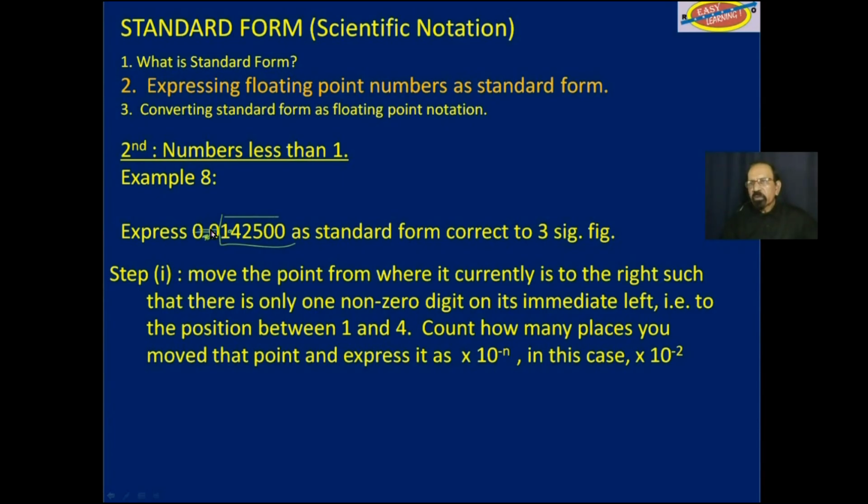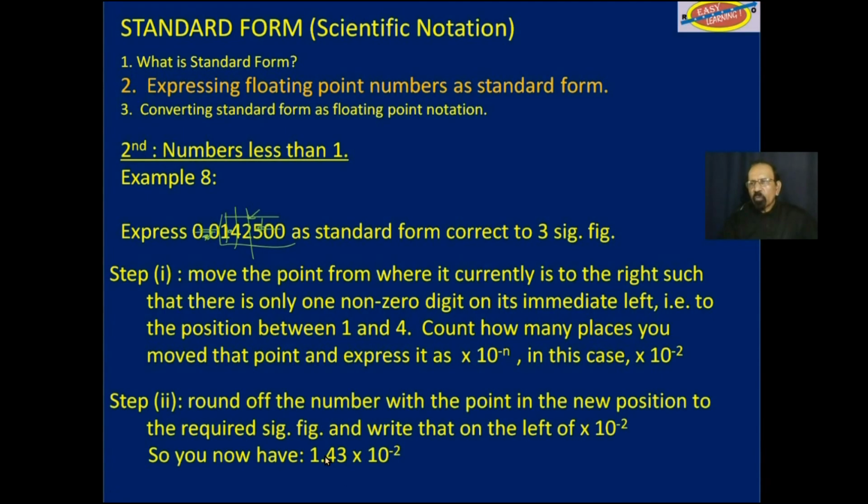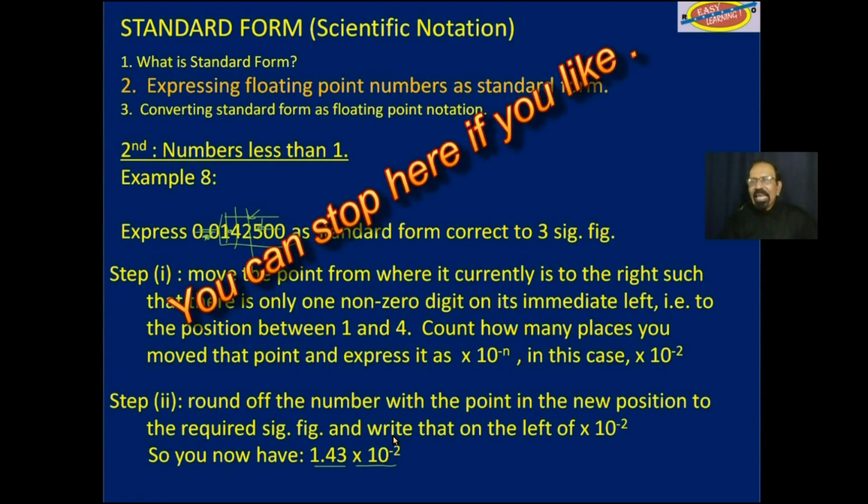Those 2 zeros don't count. So it's 3 significant figures. 1, 2, 3. This is a 5. That 2 becomes a 3, and we drop everything there. So we get 1.43 exponent negative 2.